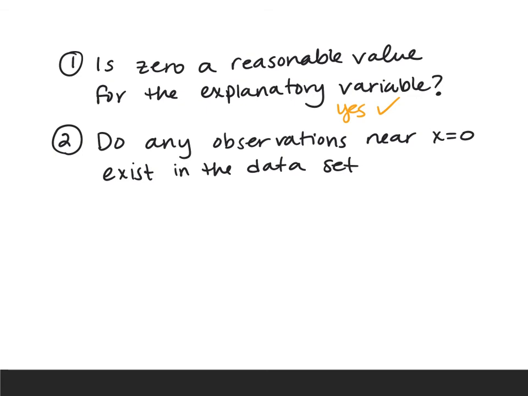Do any observations near x equals 0 exist in the data set? Well, this is where it comes in like, maybe, maybe not. In this case, I think we can say that the smallest observation in our data set, where we had x equals 35, is reasonably close to 0. So the interpretation of our y-intercept is reasonable. So we're going to go ahead and say yes to this one as well.